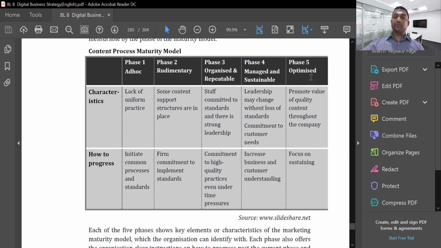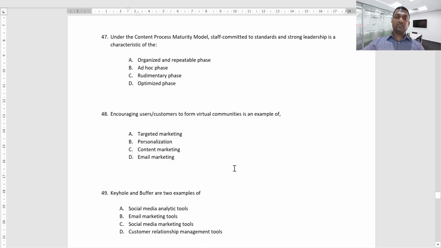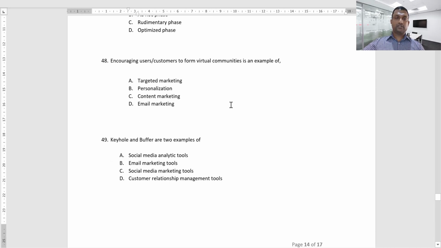And finally, it's optimized, level 5, phase 5. So promote value of quality content throughout the company. So this is the phase where the quality of the content is concerned, right? So you can see the 5 phases. So for our question, it's under the phase 3, organized and repeatable. So the answer is A for question number 47.